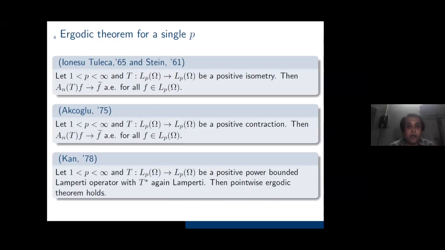separating always. So in that sense, Kahn's ergodic theorem is a little better than Ionescu Tulcea and Stein's ergodic theorem, because it also talks about power bounded operators, not necessarily contractions. Okay. Now my aim is to give you a general recipe, a general method by which you can deduce all these ergodic theorems. They work differently in different situations, but there is a general procedure.